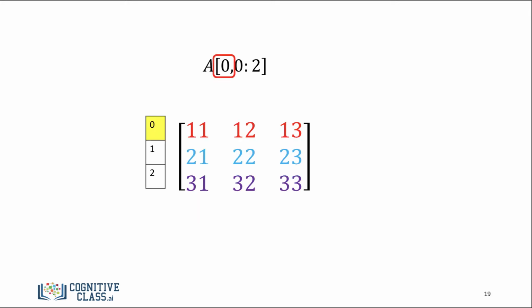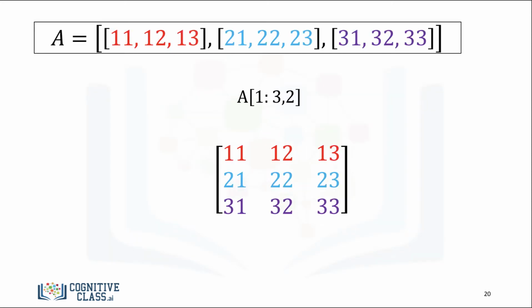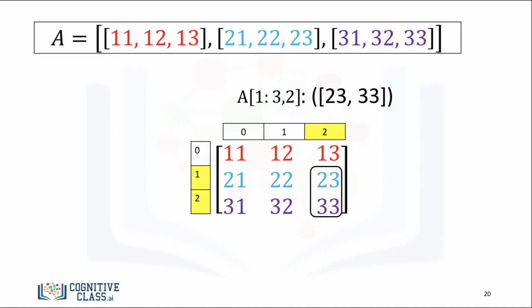The first index corresponds to the first row. The second index accesses the first 2 columns. Here are the following values. Consider this example. The first index corresponds to the last 2 rows. The second index corresponds to the last column.